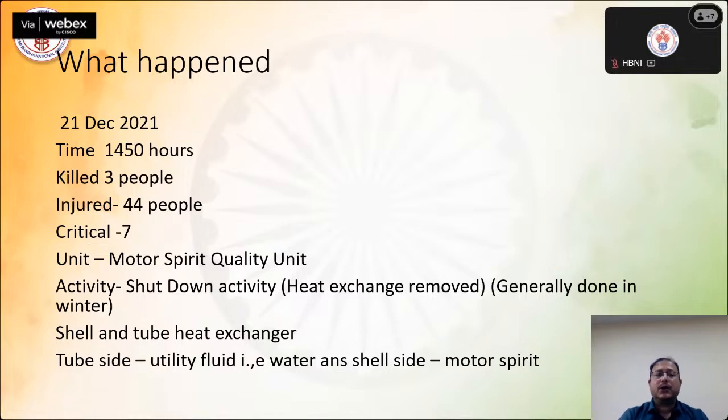The unit was basically a motor spirit quality unit, and the activity was a shutdown activity, that is, heat exchanger removal. There was a shell and tube heat exchanger also there. Tube side it was utility fluid, that is water, and shell side it was motor spirit. When we talk about shell and tube heat exchangers, there are two sides in which one side the water is there to maintain the temperature, the other is the chemical or the spirit, whichever is required to transfer the material to other things.